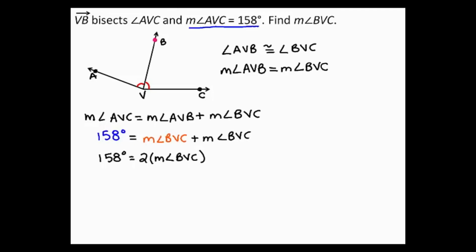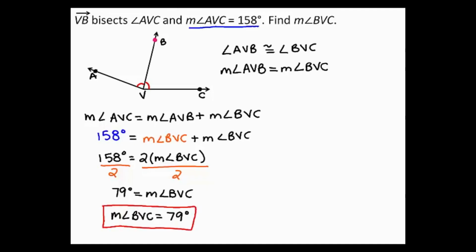Now, to solve for the measure of angle BVC, you can divide both sides of the equation by 2. This gives you 79 degrees equals the measure of angle BVC. Therefore, the measure of angle BVC is 79 degrees.